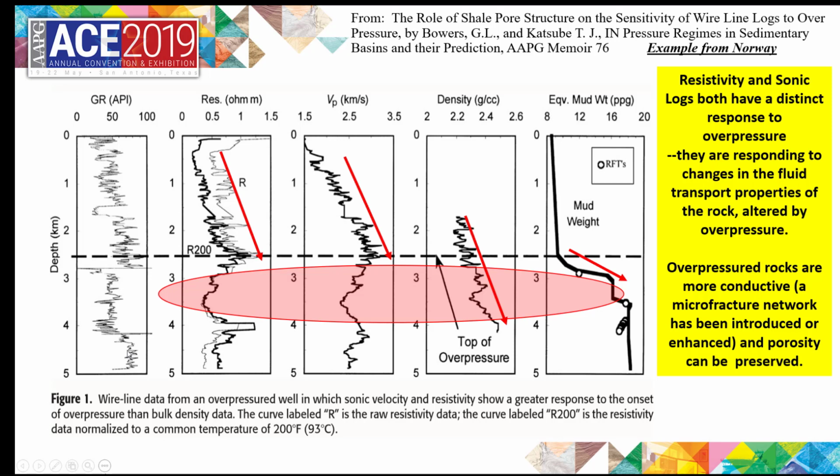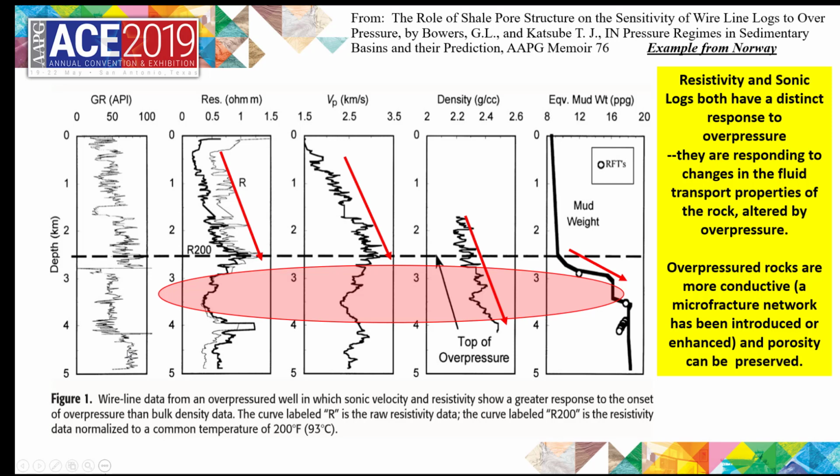So resistivity and sonic logs both have a distinct response to overpressure, and they are responding to changes in the fluid transport properties of the rock as altered by overpressure. Overpressured rocks are more conductive because the increase in pressure has introduced a microfracture network. It has opened up the pore throats. So I've gotten more conductive and less resistive. That's actually a pretty key slide right there.